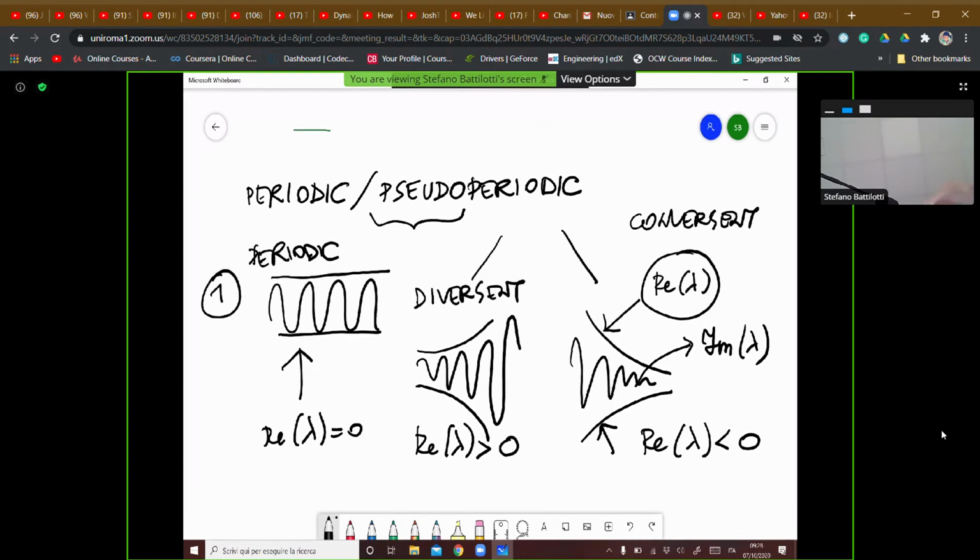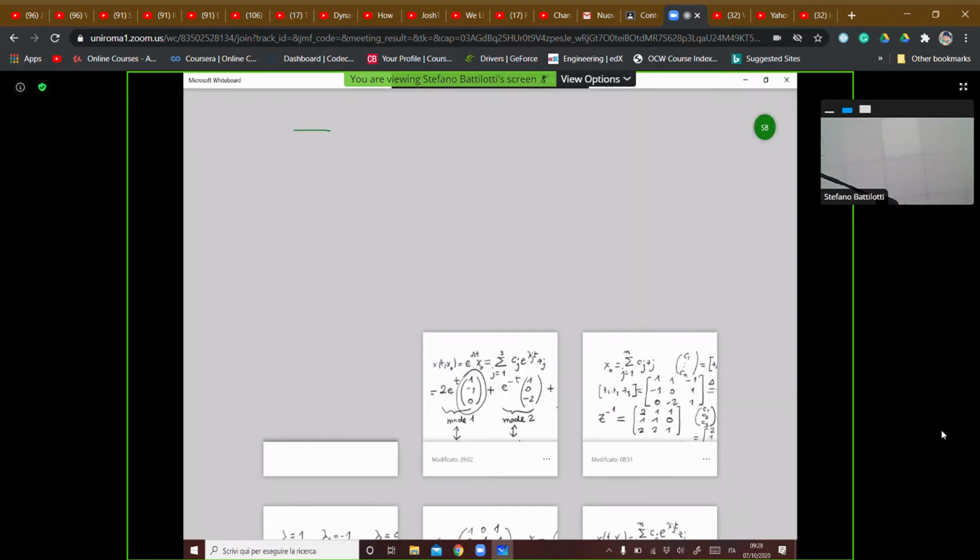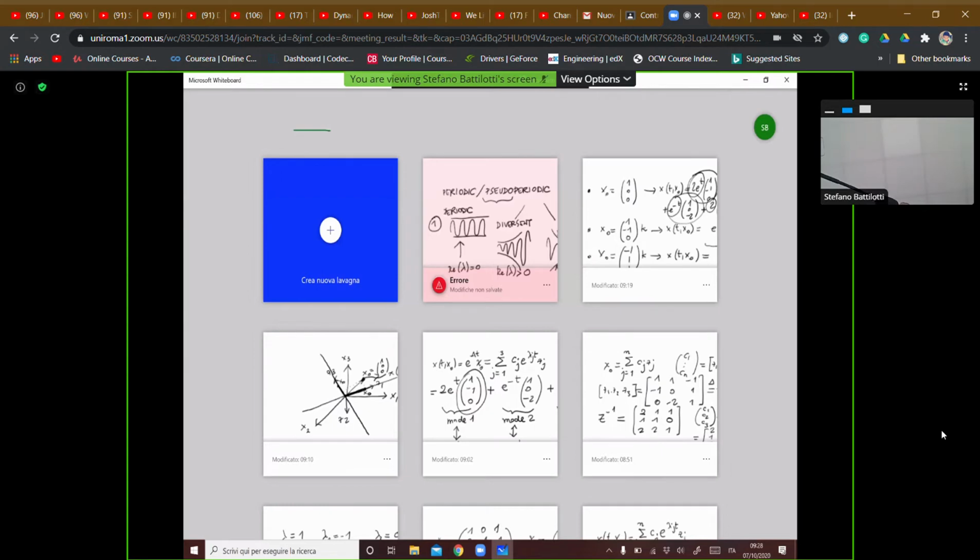Okay, so let's see how to obtain model decomposition when we have only pseudo-periodic modes. Okay. Physically, for example, pseudo-periodic modes correspond to systems which oscillate. Okay, for example, an harmonic oscillator. An harmonic oscillator has this model.